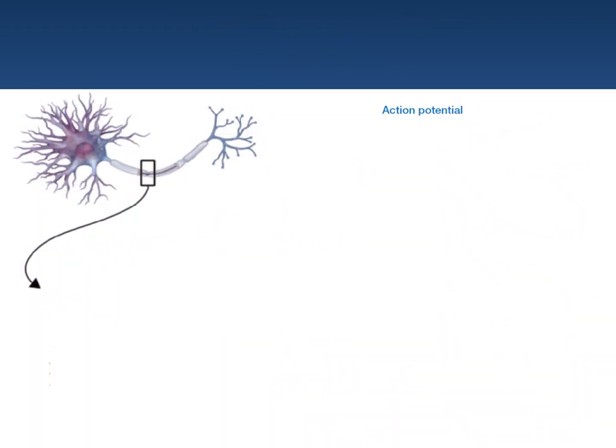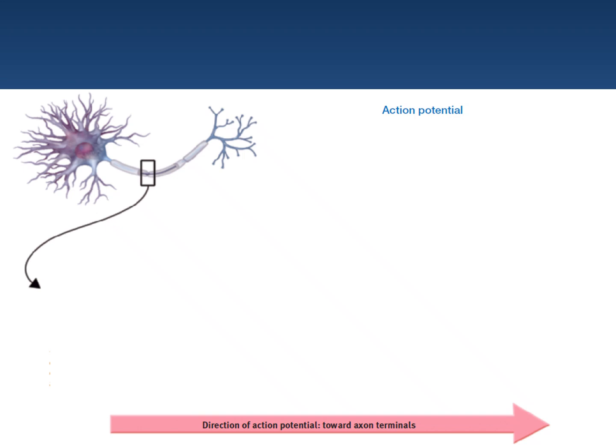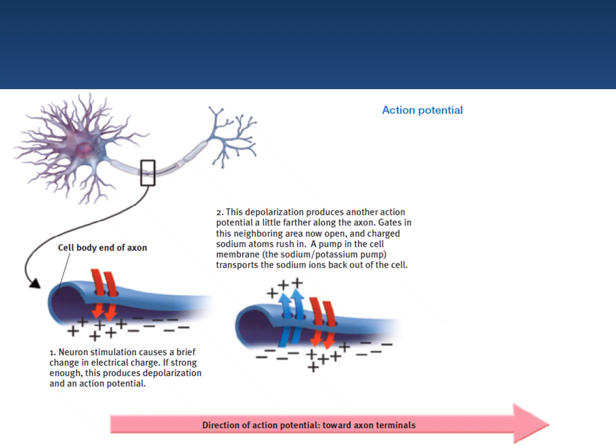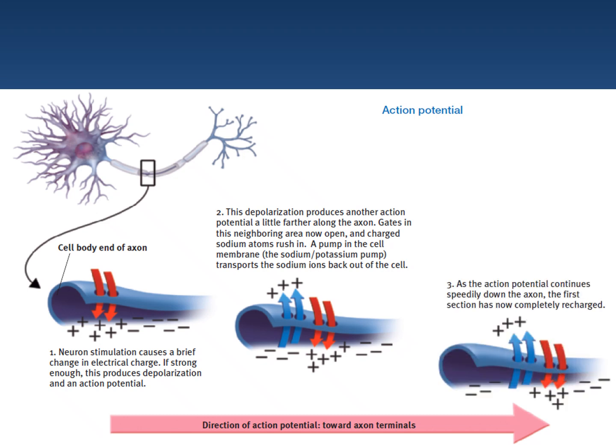Action potential. This is the direction the axon terminal will move. So we have the cell body, positive rushes in, which leads to another channel that allows it to rush in while we pump the other out. And it continues down the line.